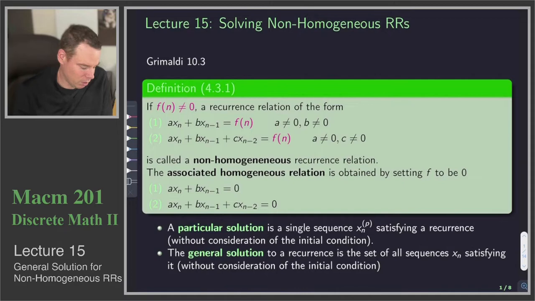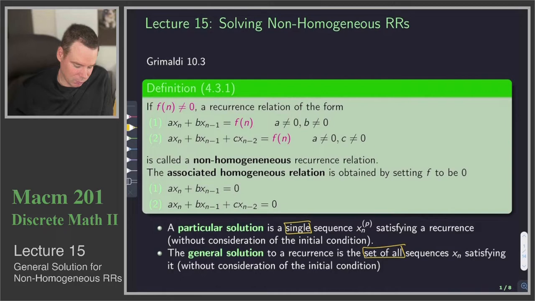So a few bits of terminology. A particular solution is a single sequence x sub n, which satisfies the recurrence relation. So we denote that by x sub n with a little superscript of p for particular. And this is just some solution, any single solution to the recurrence relation. We find it any way we can. So that's one key ingredient to solving the general recurrence relation: we first find a single solution to it. Then we also have this term called the general solution, and it is the set of all sequences x sub n that satisfy the recurrence relation. That's the general solution. So any solution to the recurrence relation has to be of that general form. And we'll see where these come into practice in a particular example.